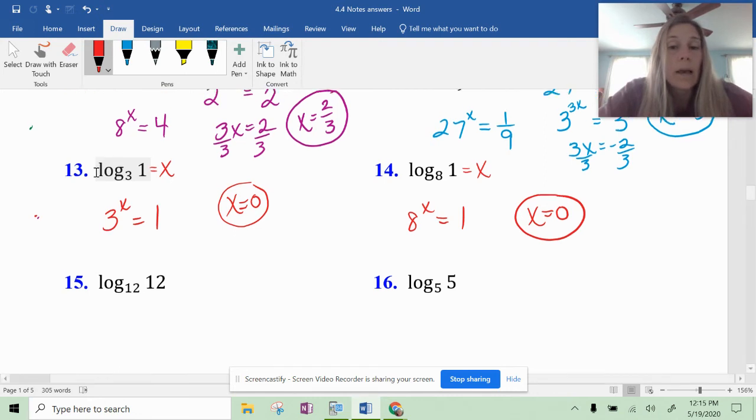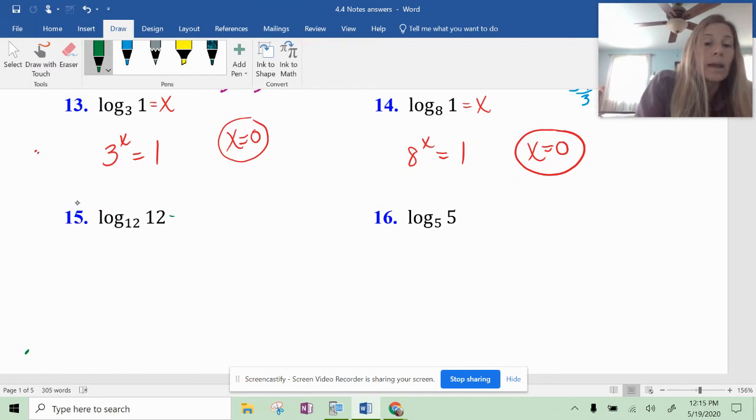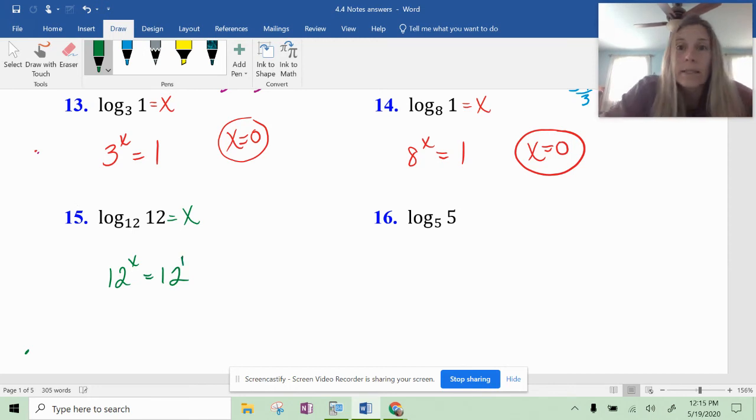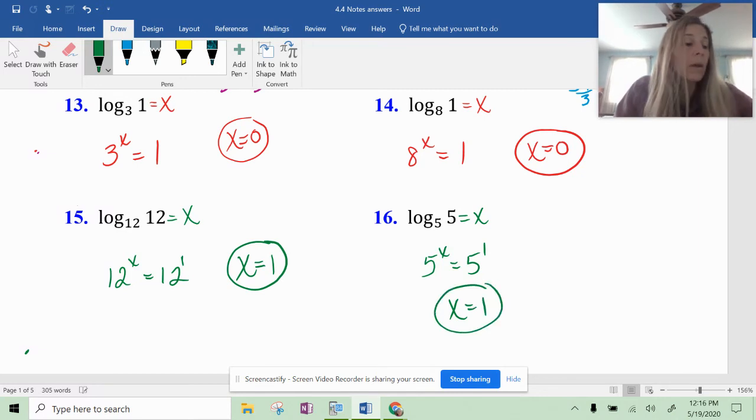All right, and then finally, the last two. We have log base 12 of 12 equals x. So I'm going to do 12 to the x equals 12. Now, obviously, they already have the same base, and this 12 really has an exponent of 1, so that's simply x equals 1. And then over here on number 16, same idea. When you have a base and this number here the same, basically you're just saying x equals 1. And that's something we'll get into on the next page. You're going to learn that when your base and the number inside the log are the same, they actually cancel out.